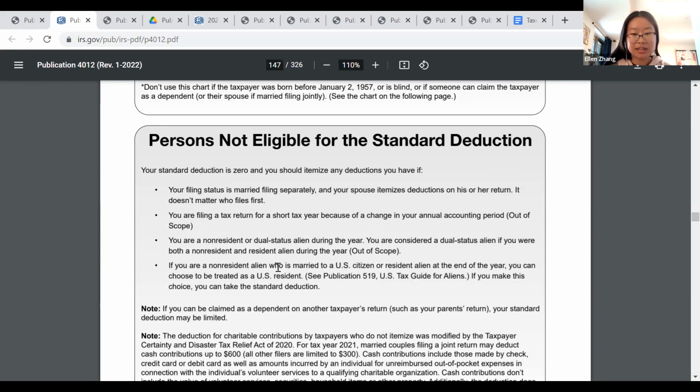Or if you're a non-resident alien who is married to a US citizen or resident alien, you can choose to be treated as a US resident. And if you make this choice, you can take the standard deduction. But if you do not, you would have to do itemized. So that's standard deduction. Let's go back to my slideshow.